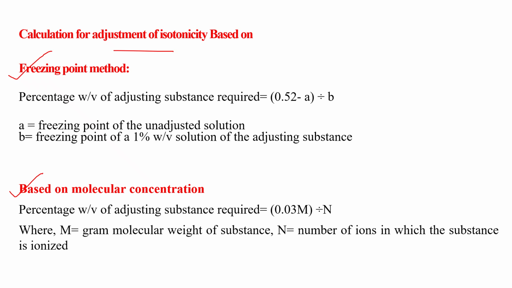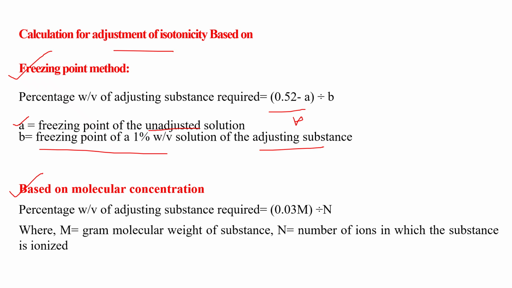So the freezing point method means you have to consider the freezing point of a 1% weight by volume solution of the adjusting substance. Okay, here the equation is: percentage of weight by volume of adjusting substance equals (0.52 minus A) divided by B. Here A is the freezing point of the unadjusted solution, and B is the freezing point of a 1% weight by volume solution of the adjusting substance. That's the equation for the freezing point method.